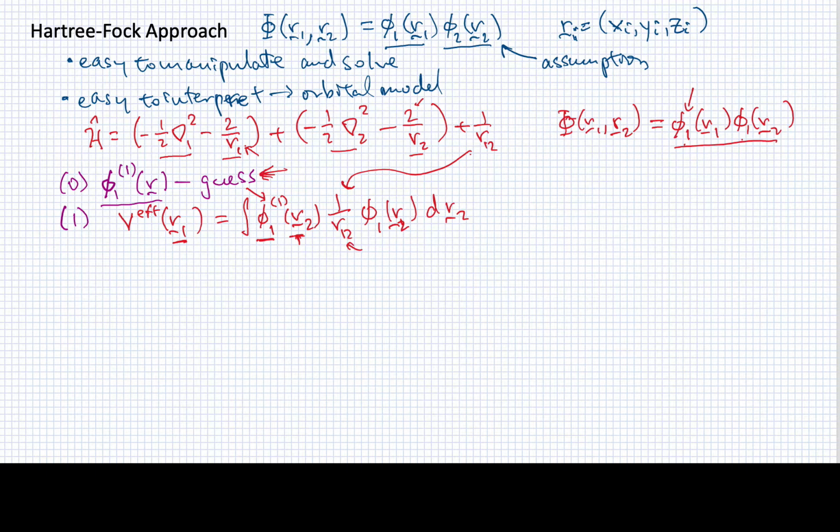This term here implicitly has both R1 and R2 in it. In fact, we can think of 1 over R12 as basically being equal to 1 over the absolute value of the difference between these two positions. It's the distance between those two electrons. So in effect, we're using an integral to help us calculate a function for R1. Now how can we use that? Well, in the second step of this, we're now going to solve an effective Schrodinger equation.